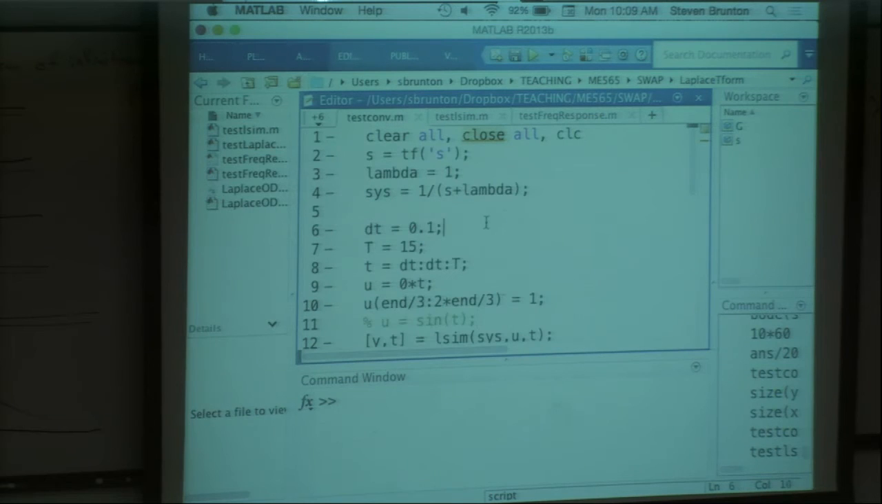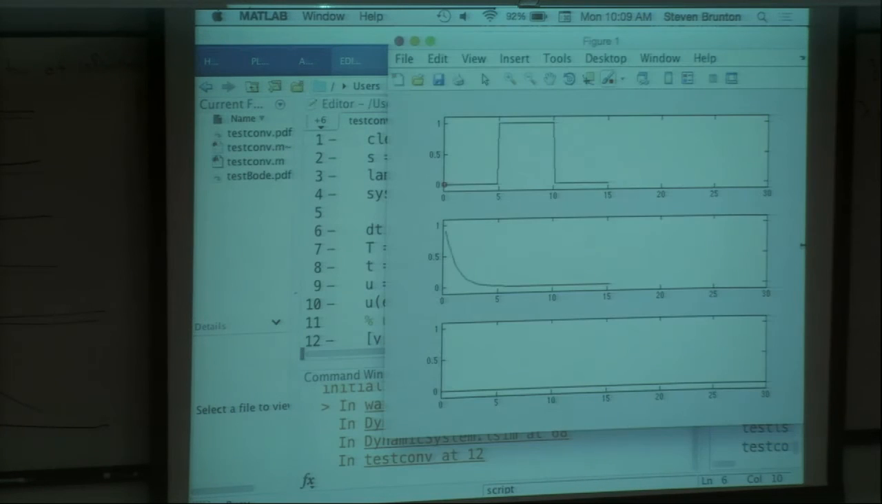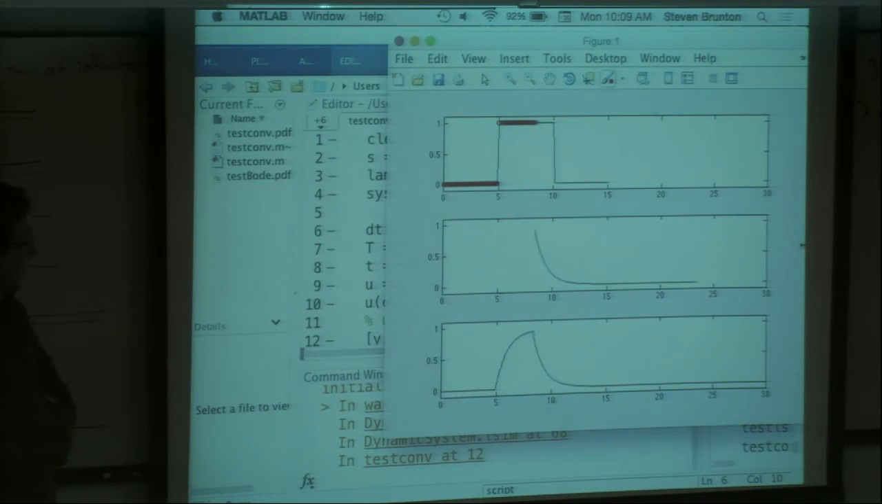Maybe I will just play the movie first, and then I'll write the code. Okay, so here's the movie. I'm taking my impulse response, and I'm running it through. Okay, let me walk you through this.